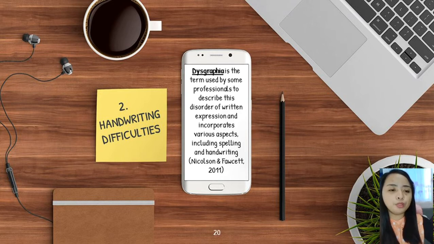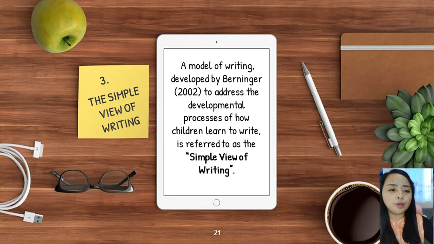Next is the simple view of writing. A model of writing developed by Berninger in 2002, which addressed the developmental processes of how children learn to write, is referred to as the simple view of writing. So a child who remembers the accurate spelling of a word will be able to dedicate less time and resources to writing.